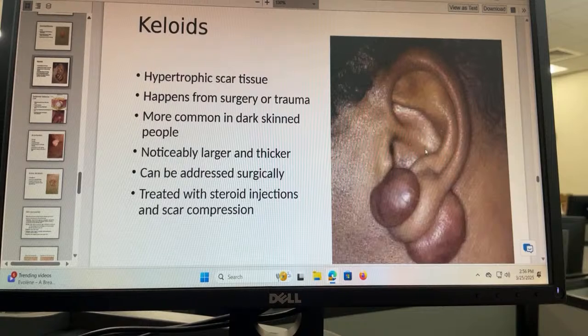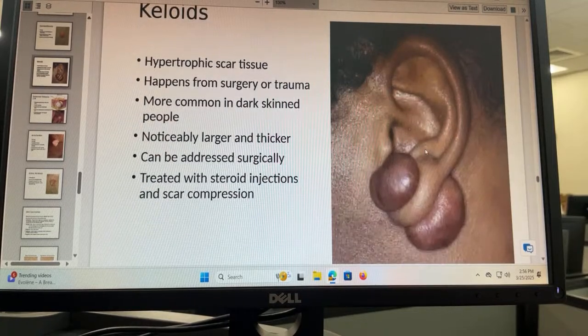It tends to be more common in darker skinned people. They can be problematic because you can cut them off with surgery, but then again, that surgery that you had to remove them will likely also trigger more of this happening. So it's kind of like an ongoing process. You get it removed and then it starts growing again, and then you have to get them cut off again. So some people are more prone to these and they have them for a long time.